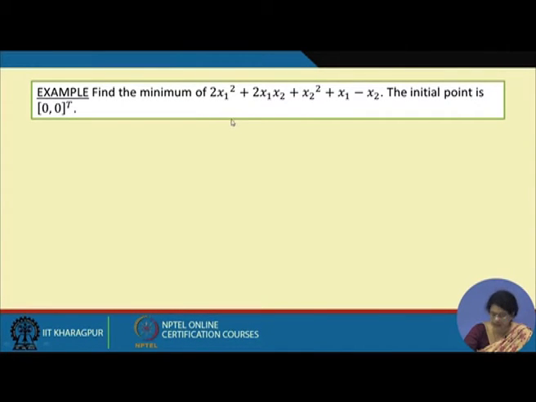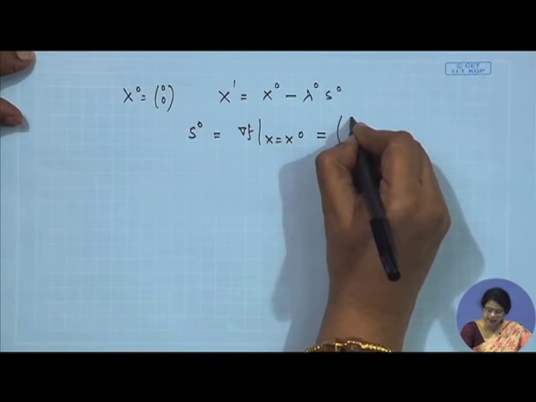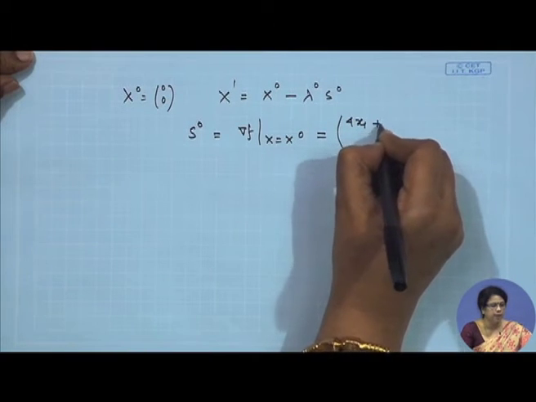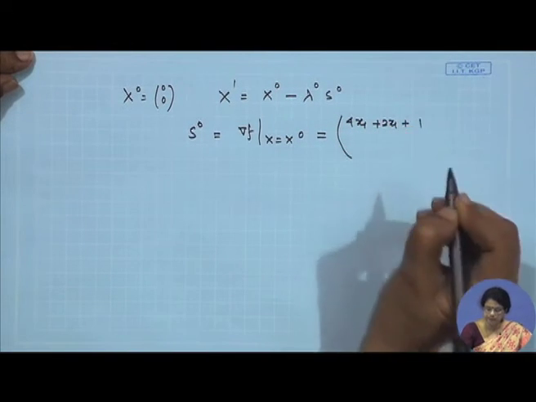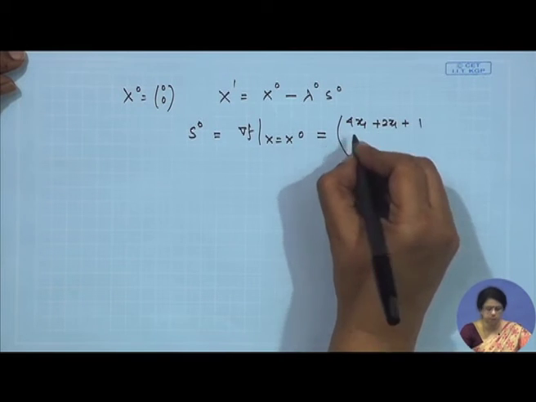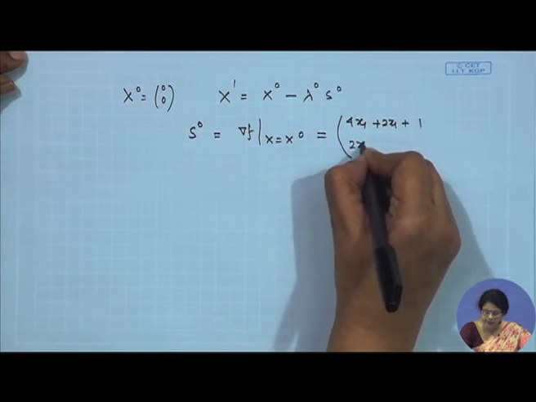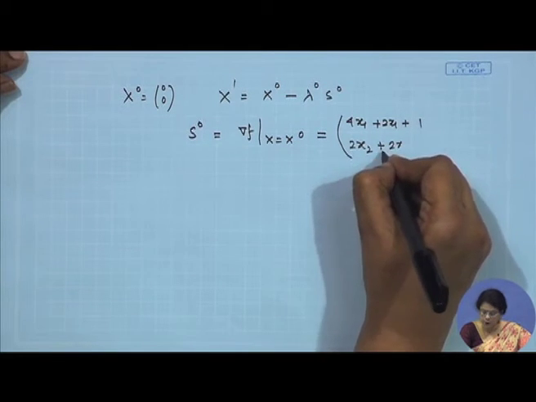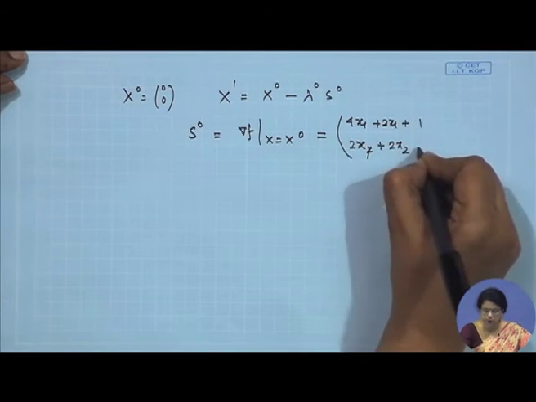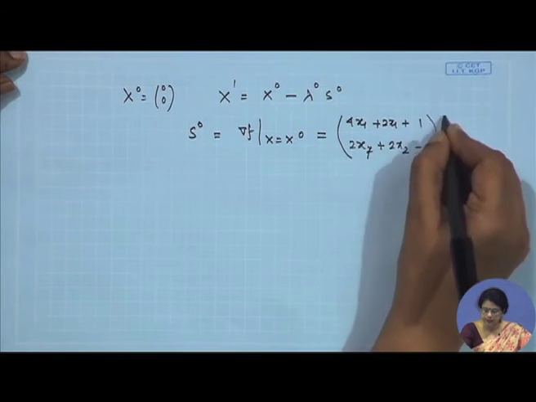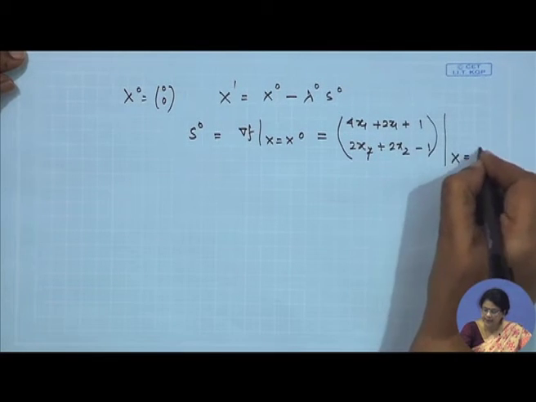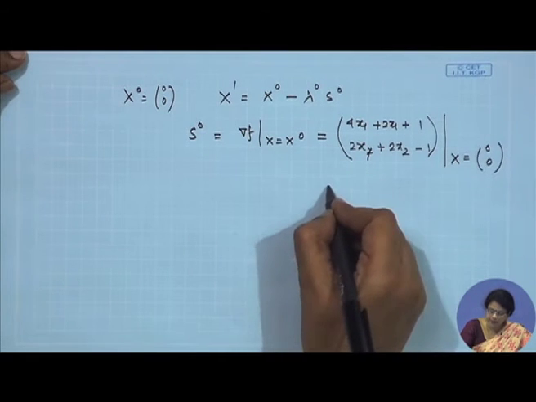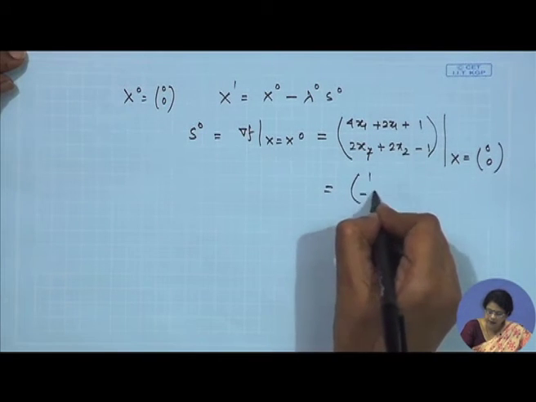That is why the first component of grad f would be the partial derivative with respect to x1, so it is equal to 4x1 plus 2x2 plus 1, and the other component, with respect to x2, is 2x1 plus 2x2 minus 1. This is the grad f at x equal to (0, 0). That is why this value will come as (1, -1).